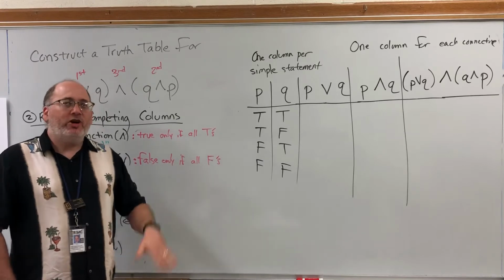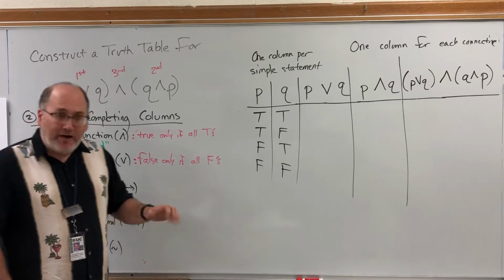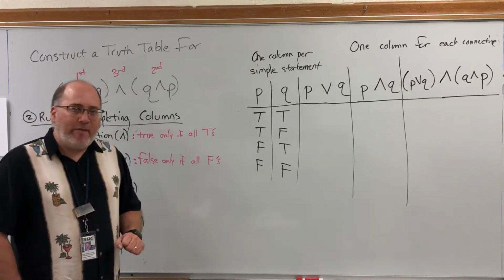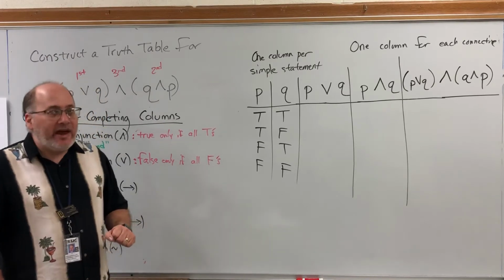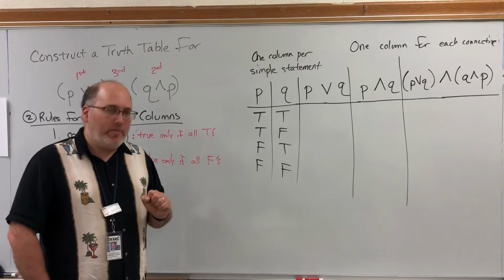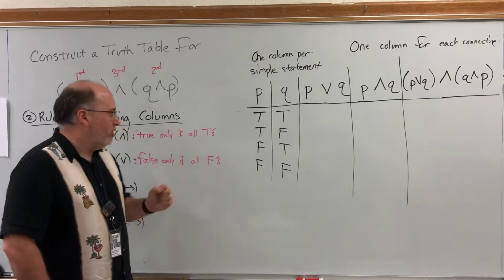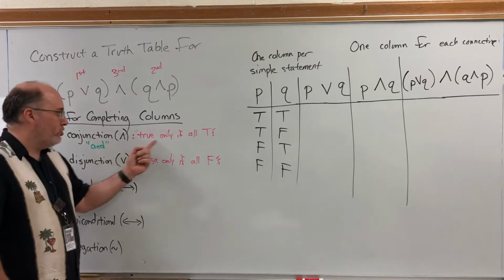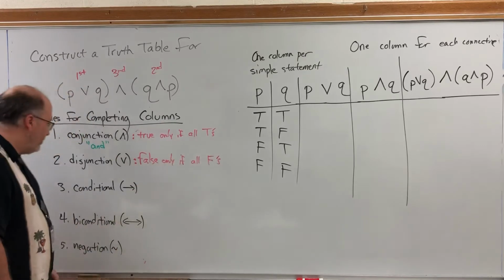However, if any of them were false, then the whole statement would be false. I'm a teacher, and I'm a father, and I have a master's degree in mathematics, and I have a bachelor's degree in history. That last part made it false because the only way an and statement can be true is if all of it is true.